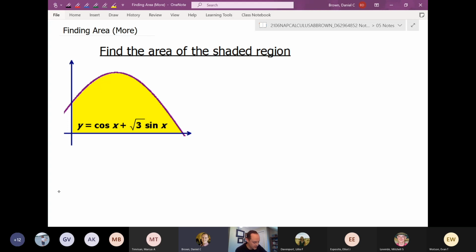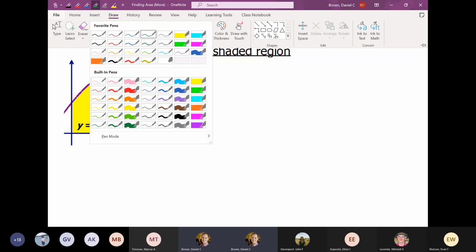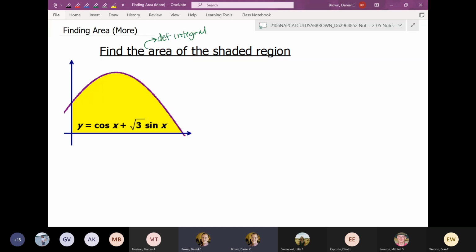So looking at this particular function, I have y is equal to the cosine of x plus the square root of 3 sine of x. And it asks us to find the area of the shaded region. So not to get too repetitive, but now we know that area is the same thing as the definite integral. So we do want to set up a definite integral representing that area. Remember, for my class and the AP exam, always show your setup in order to maximize the points you earn.